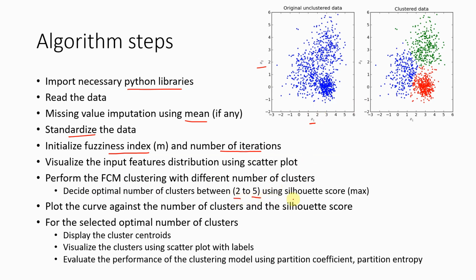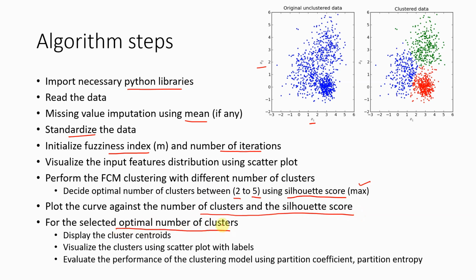Every output clustering we are going to evaluate with the Silhouette score, and the number of clusters from 2 to 5 which has the maximum Silhouette score will be identified as the optimal number of clusters for the particular problem. Then we have to plot the curve of the number of clusters against the Silhouette score, so that we are able to know at which number of clusters we are getting the good Silhouette score. That will be taken as the optimal number of clusters.